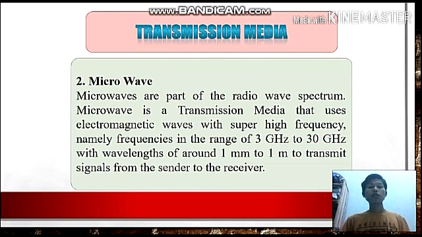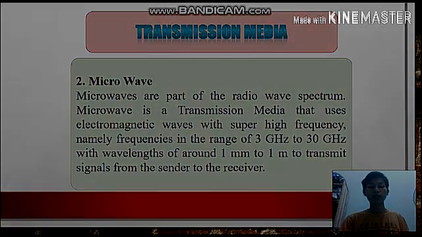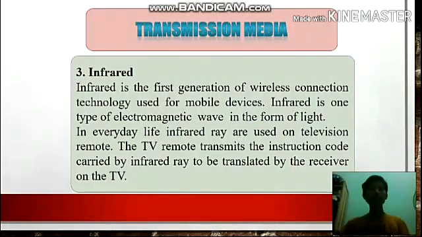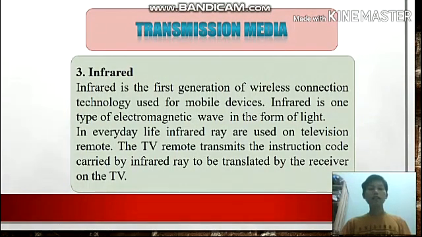Microwave is a transmission media that uses electromagnetic waves with super high frequency, namely a frequency range of 3 GHz until 30 GHz with a wavelength of around 1 mm until 1 meter, to transmit signals from the sender to the receiver. And the third type of wireless data transmission media is infrared. Infrared is the first generation of wireless communication technology used for mobile devices.